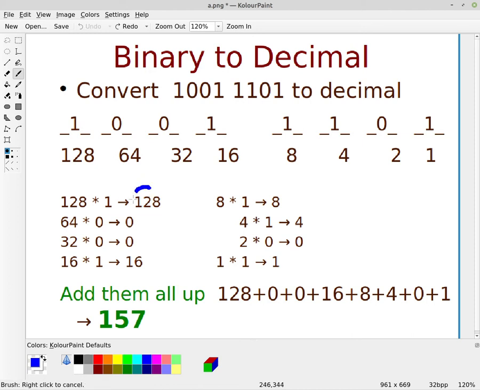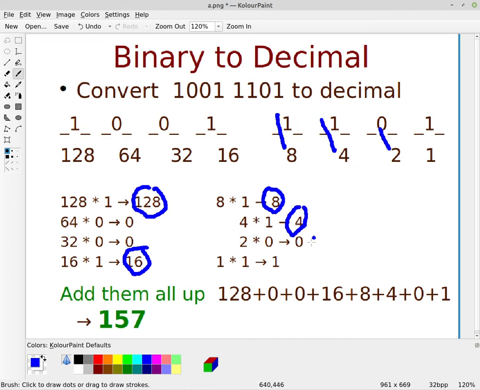Okay. So we had 128 and we had 16. And then we'd have 1 times 8, which of course gives me 8. 1 times 4 gives me 4. 0 times 2 just gives me 0. And then a 1 times 1, and we just add those numbers up. So we add 128 plus 16 plus 8 plus 4 and plus 1. Add them up, and that gives me 157 base 10.